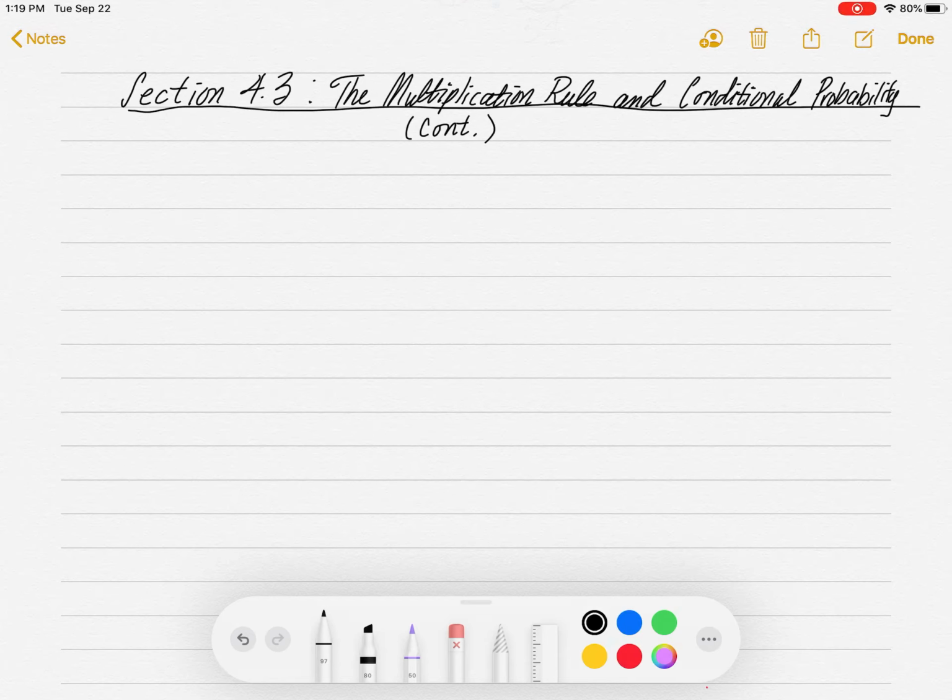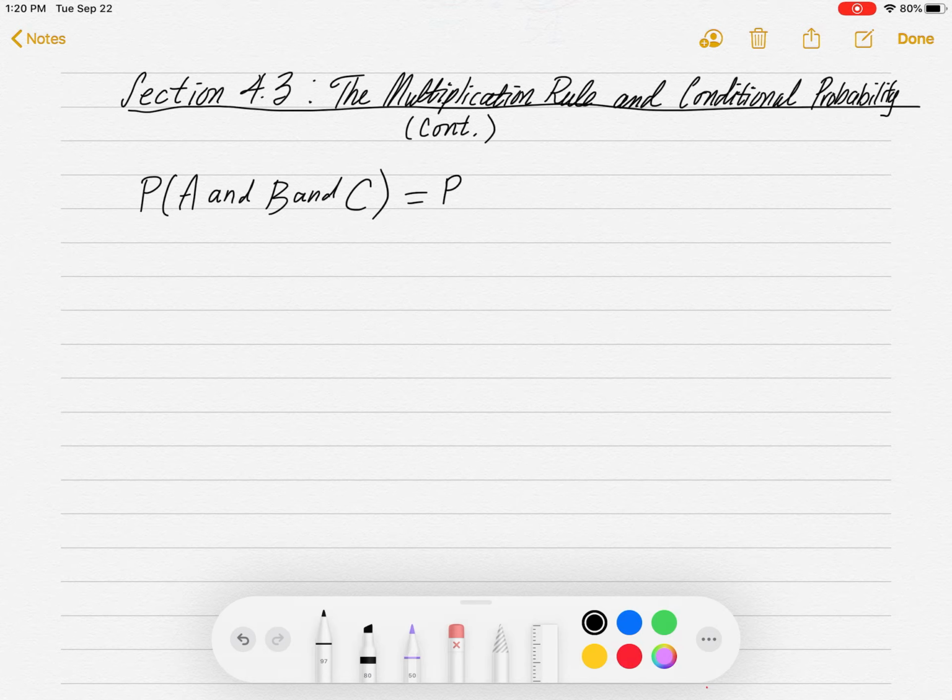So this is our third video on conditional probability and the multiplication rule, section 4.3. And we want to generalize the multiplication rule. Let's say we had three events, A, B, and C, and we wanted to find the probability of A and B and C, all three of them happening.